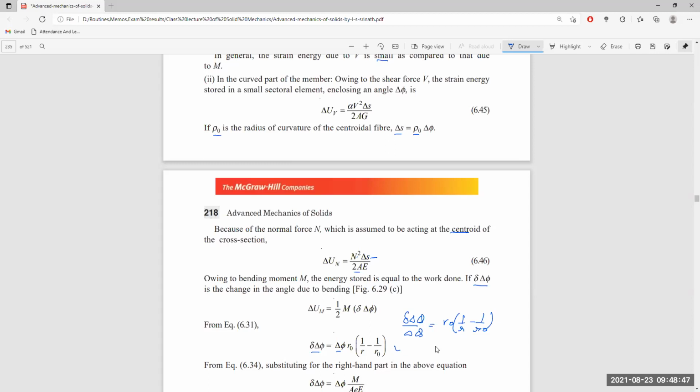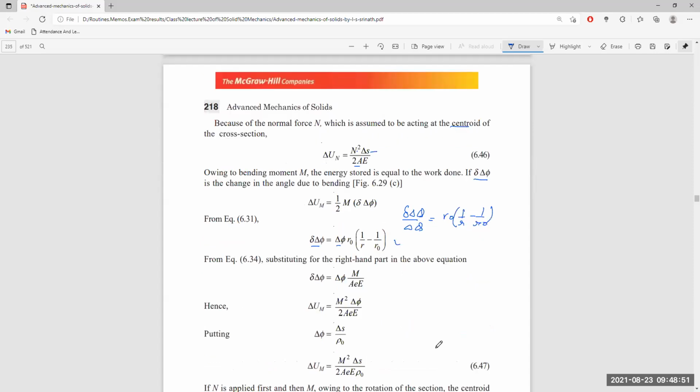Now, equation 34 is given by P R0 into 1 by R minus 1 by R0 into A into R0 E, where R0 multiplied by A into E is equal to bending moment M. Thus, if we put this value on the right hand side, this equation will become delta sigma phi into M divided by A into E, and thus delta sigma phi due to bending.